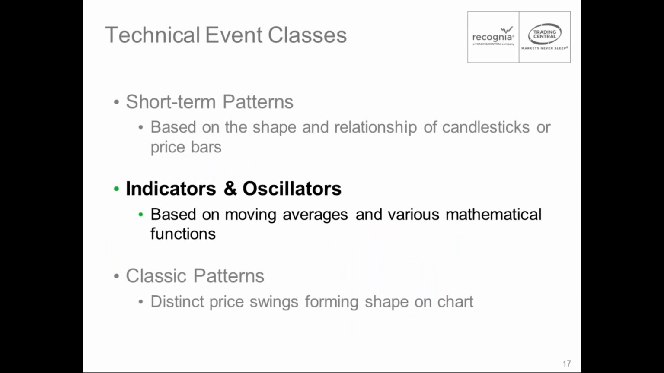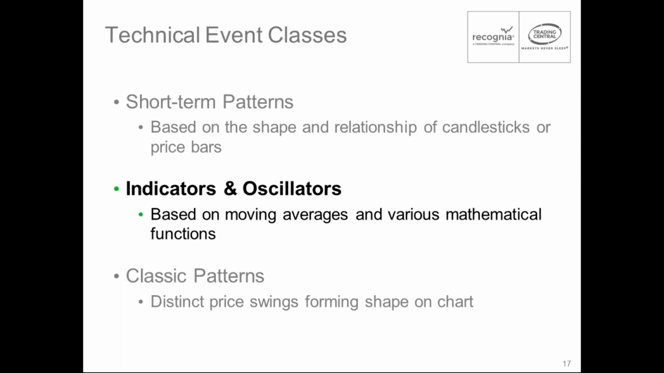Another class of technical events are called the indicators and oscillators, and these are probably the best known types of technical events. In fact, when most of you are thinking of technical analysis, probably what you're thinking of is indicators and oscillators, and these are based on moving averages or other kinds of mathematical functions. The reason why these are so well known is because every charting program provides all kinds of indicators and oscillators. And in fact, these kinds of events go back a long, long time, even before the days of computers.